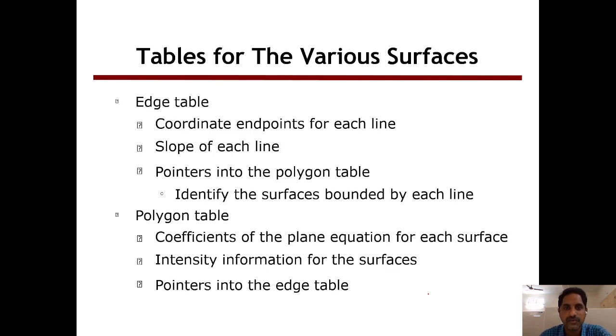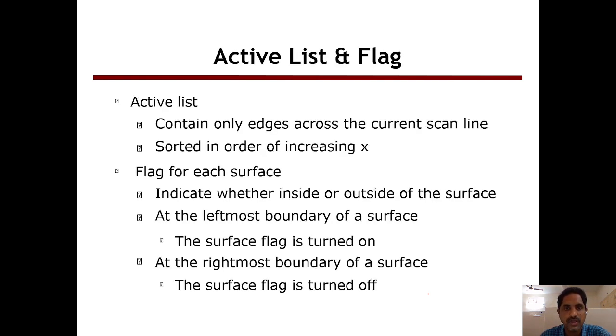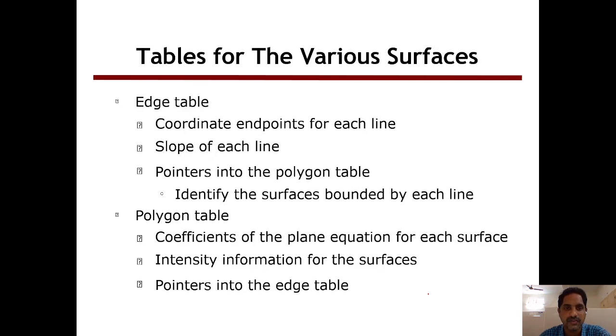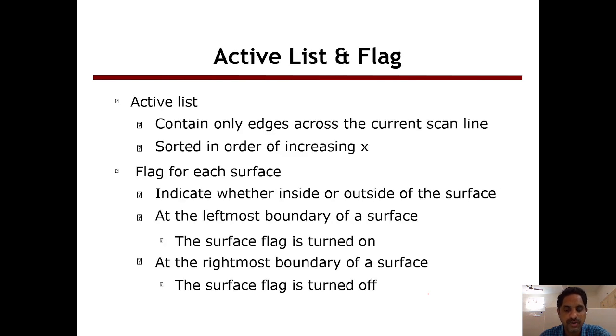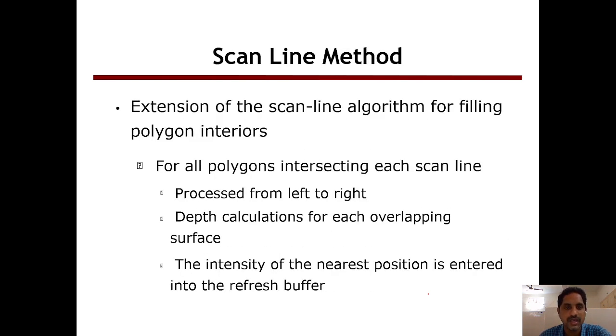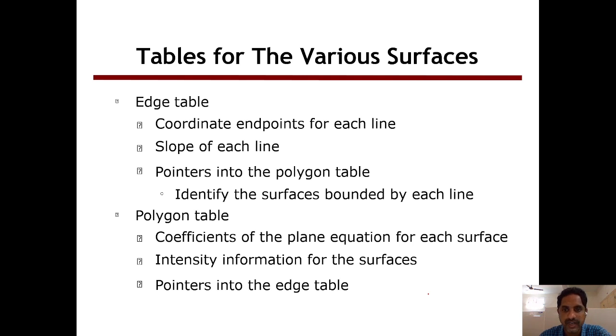In the scanline algorithm, we define different types of tables. The first one is the edge table, the second one is the polygon table, and the third one is the active edge table. In the edge table, we store the coordinate endpoints of each line, the slope of each line, and a pointer to the polygon table to identify the surface bound of each line. We can identify the x value, that is the coordinate value, the slope value, that is delta x, then the ID, that is the polygon ID, telling which polygon the edge belongs to.